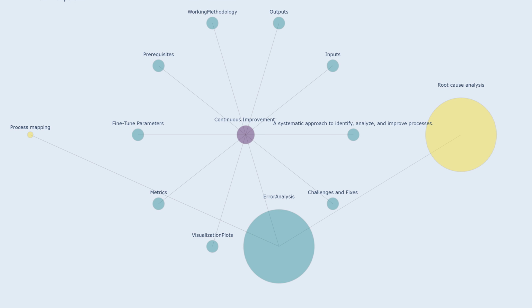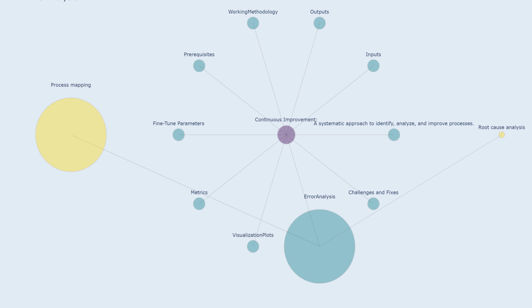It involves asking why repeatedly to uncover the root causes that contribute to the observed problem. Root cause analysis is essential for developing effective solutions that address the underlying issues rather than just treating symptoms.